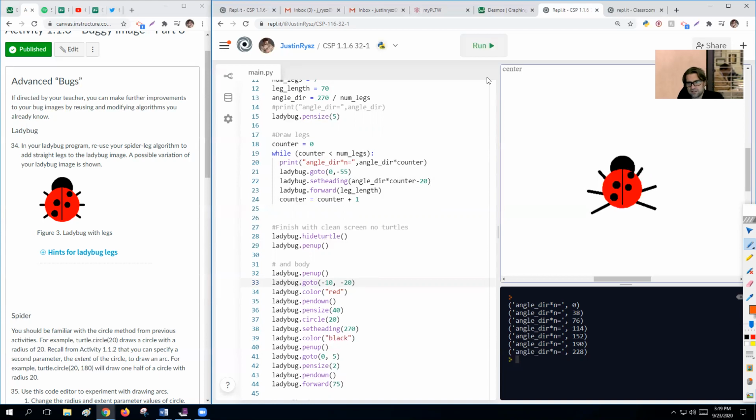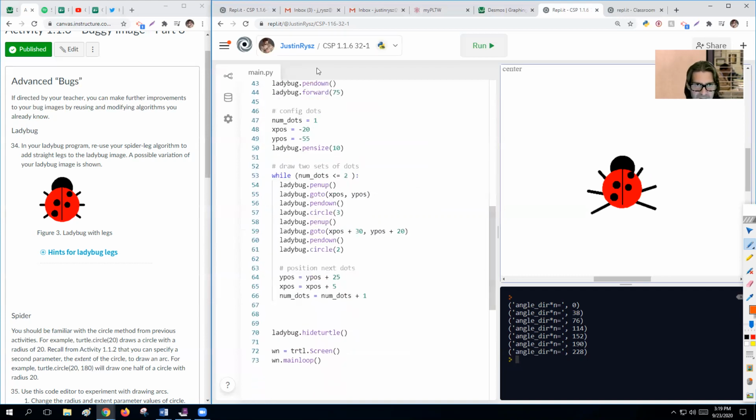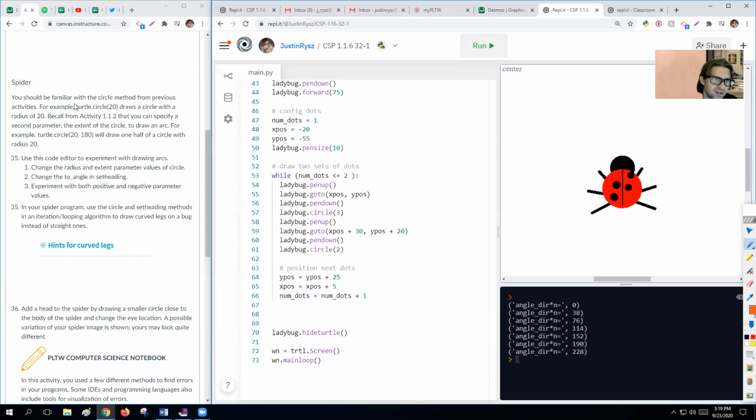There we go. Okay, I'd say that's a pretty good ladybug. I don't know why the position, oh, probably because of those. But, all right, so I messed around with the ladybug here and did some debugging. So now we should be familiar with the spider.